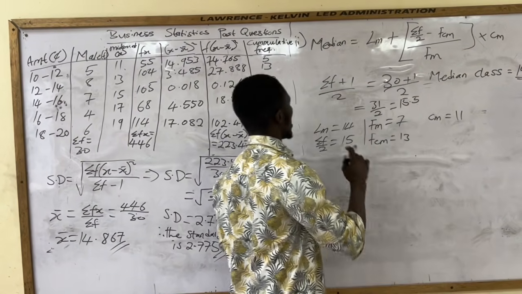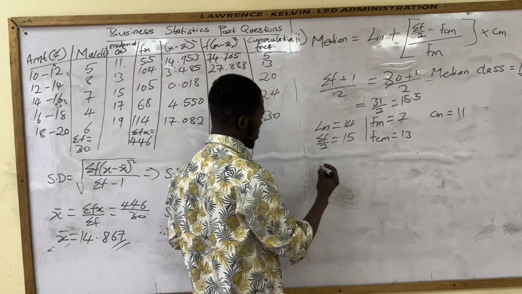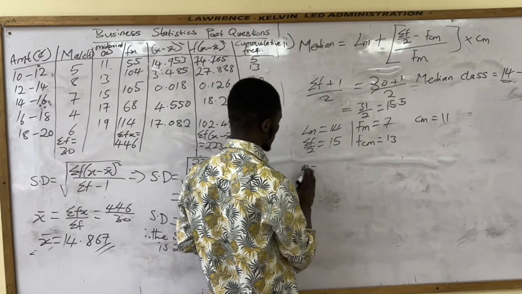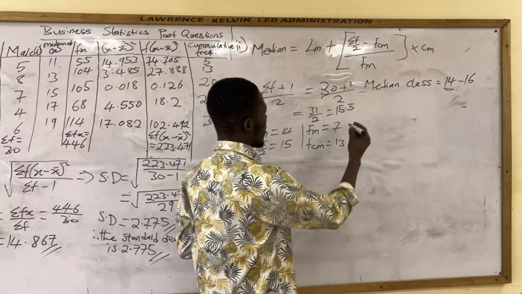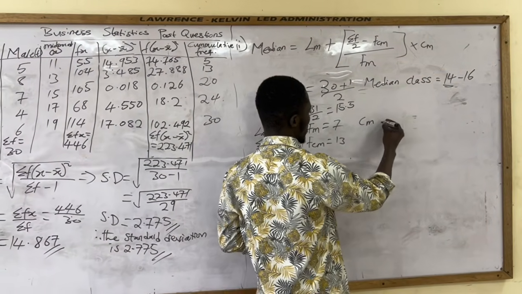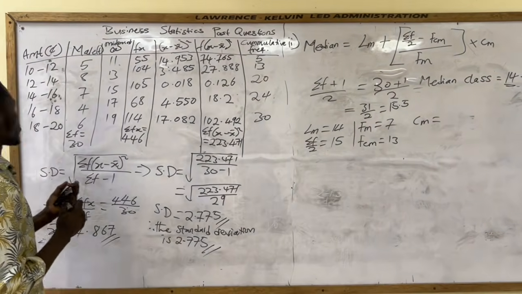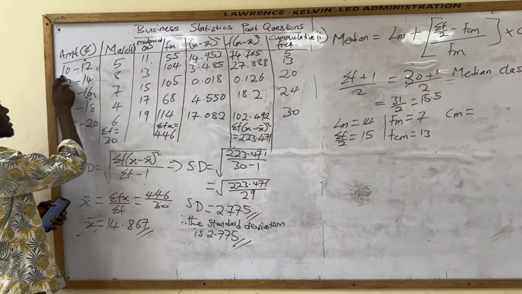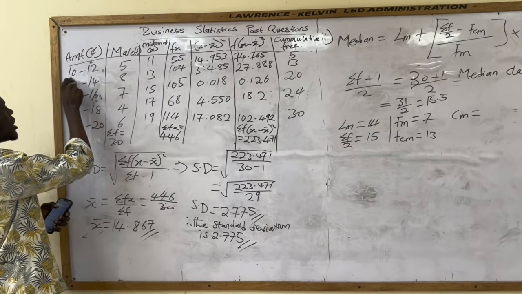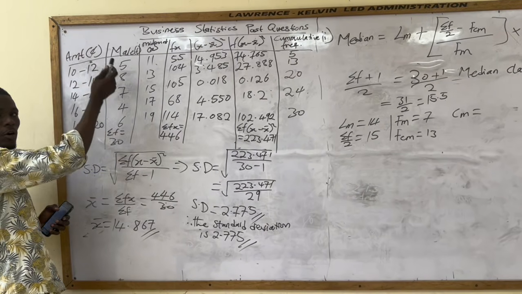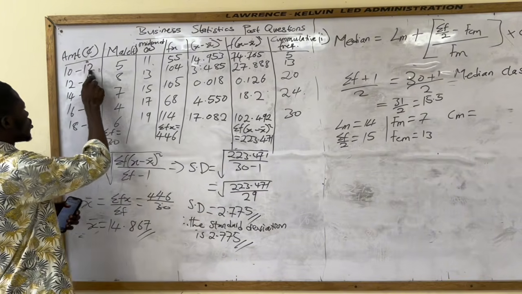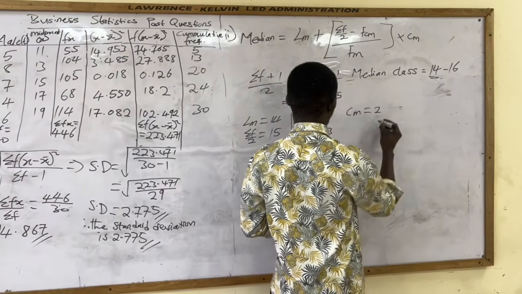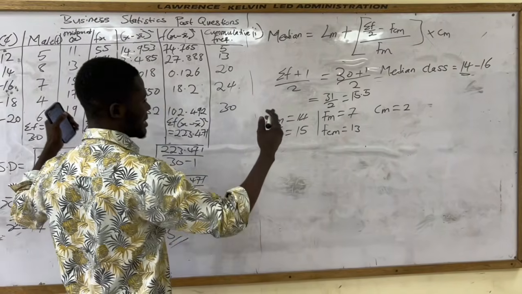Now let's insert it into the formula. So for the median, it's left with the CM, and our CM is our class width. So to find your class width, you look at the lower class limit and the upper class limit. Here you deduct your lower class limit from your upper class limit. So 12 minus 10, we will get 2. That is the interval between it.